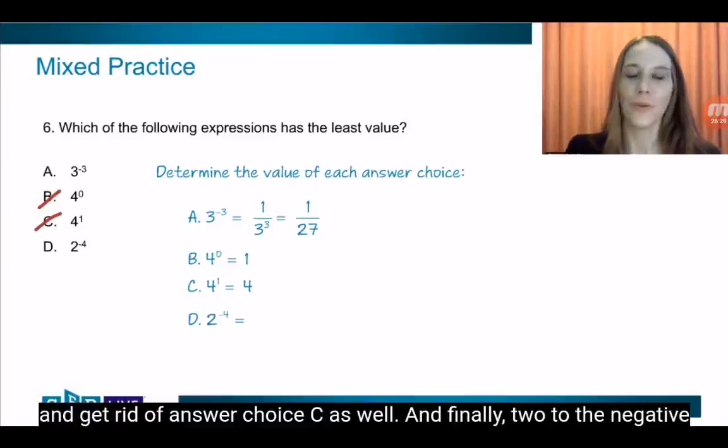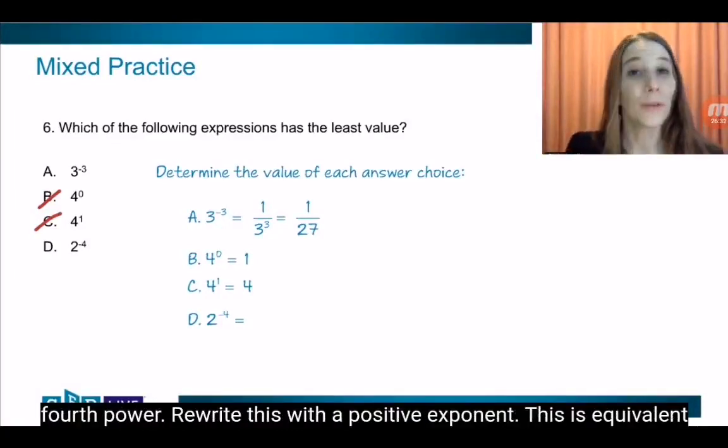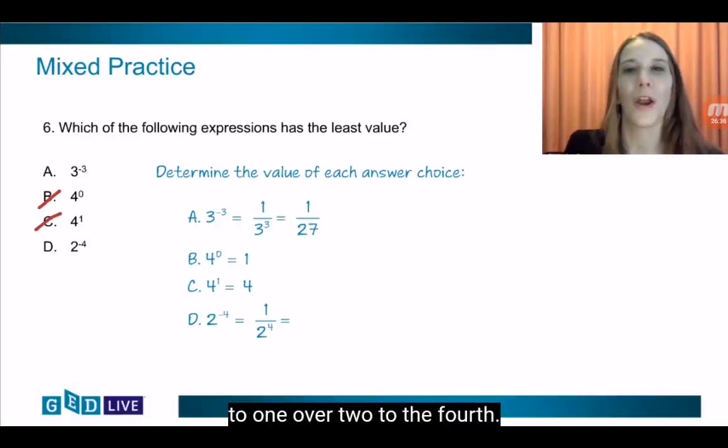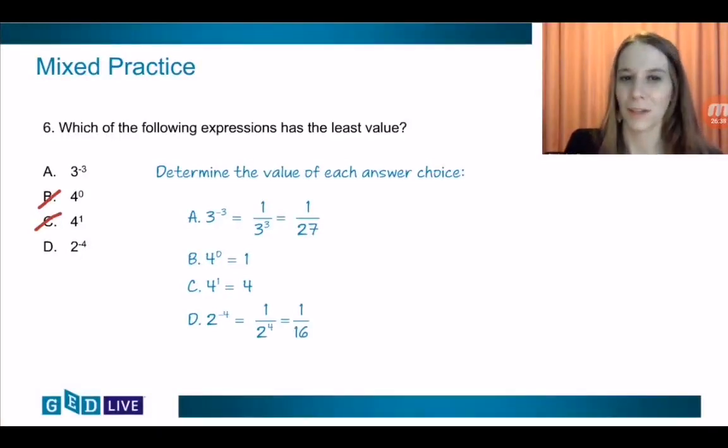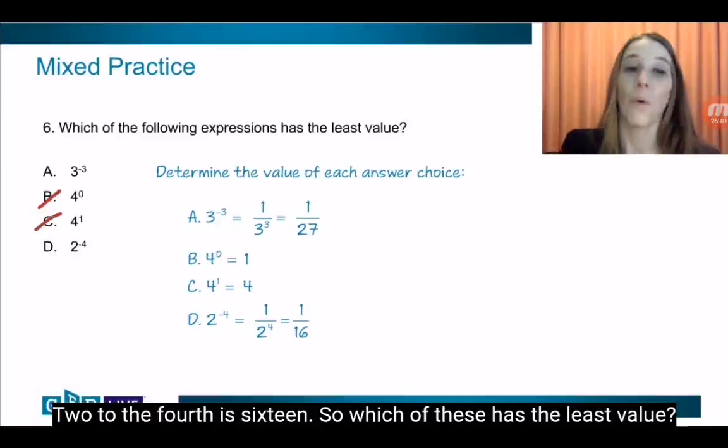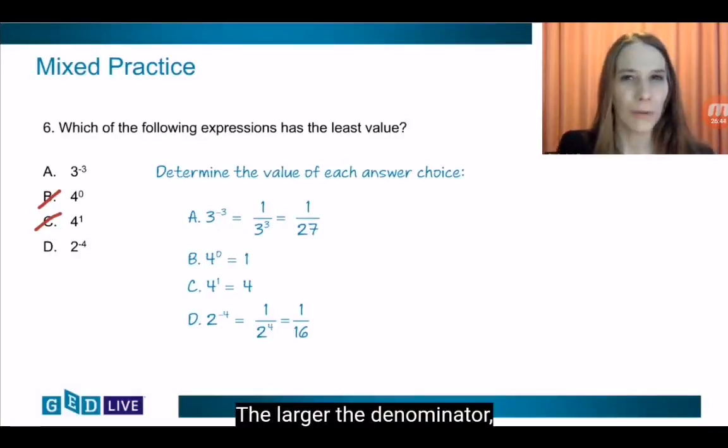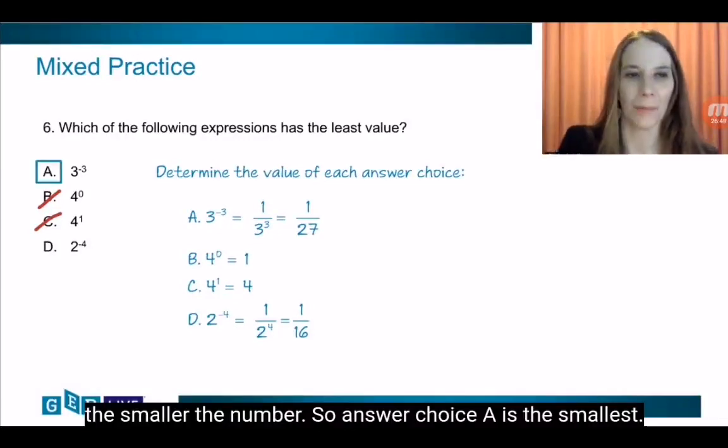And finally, 2 to the negative 4th power, rewrite this with a positive exponent. This is equivalent to 1 over 2 to the 4th. 2 to the 4th is 16. So which of these has the least value? Well, the larger the denominator, the smaller the number. So answer choice A is the smallest.